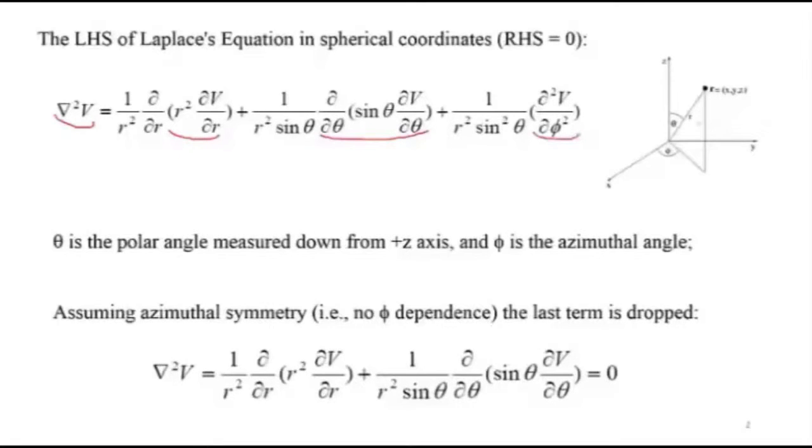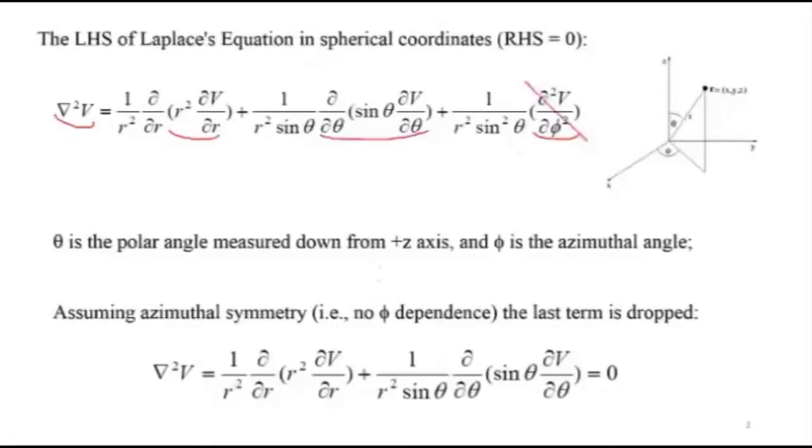Theta is defined as the polar angle, so it's the angle between the r vector and the z-axis. Phi is the azimuthal angle, which can go all the way around to 2 pi. Theta can go from 0 to pi. If we write down this equation and look at it, we might want to consider cases where the potential has no phi dependence. In other words, it has symmetry around the z-axis. So when we do that, we can drop this term.